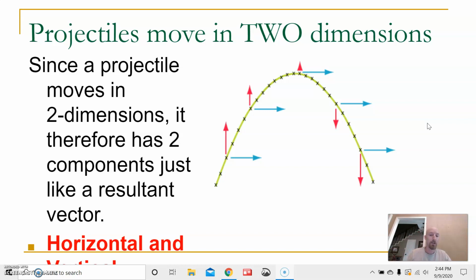Okay. So both bullets should hit the ground at the same time. It's just they're not going to hit the ground at the same place because one's been fired out like that. Okay. Now, knowing this, how do we work problems?